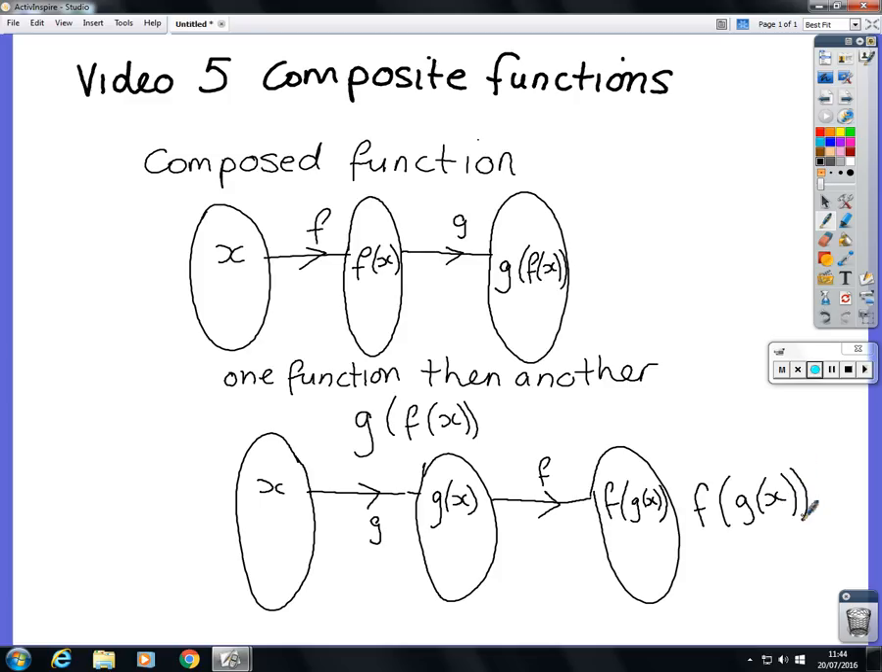So in general, f of g of x is not equal to g of f of x. They can be the same, but usually they're not.